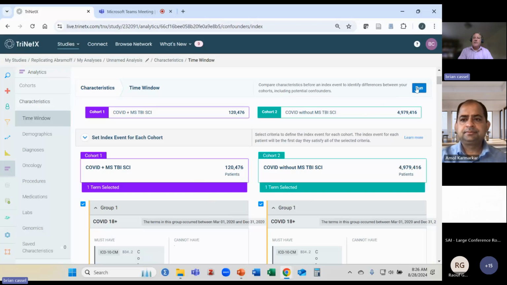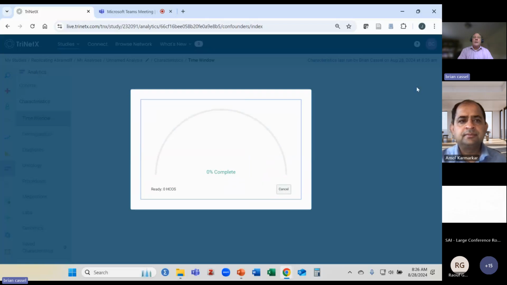And I have not run this before, and I don't know how long it's going to take to begin to pull the data together to do the balancing, given that one of the cohorts is so large. While that's running, anybody have any questions they want to holler out?